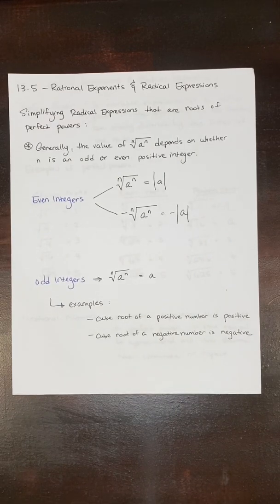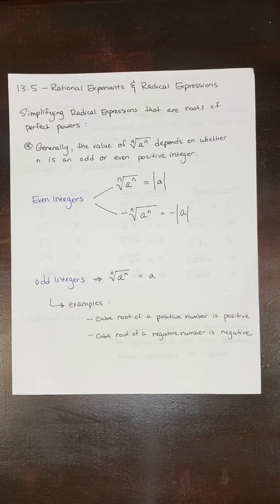Now let's move on to the next topic, simplifying radical expressions that are roots of perfect powers. As a general rule of thumb, the value of the nth root of a to the nth power depends on whether n is an odd or even positive integer. If it is an even integer, then we can write the solution as the absolute value of a. Alternatively, if n is an odd integer, we can only write that the nth root of a to the nth power is a.